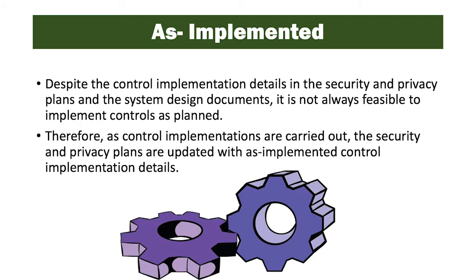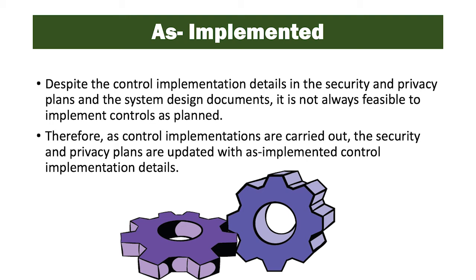The first thing to talk about is the as implemented state. The book says, despite the control implementation details in the security and privacy plans and system design documents, it's not always feasible to implement controls as planned. Therefore, as control implementations are carried out, the security and privacy plans are updated with the as implemented control implementation details.